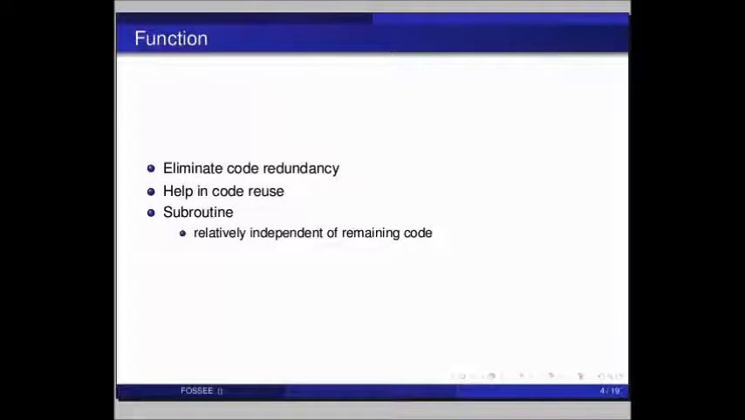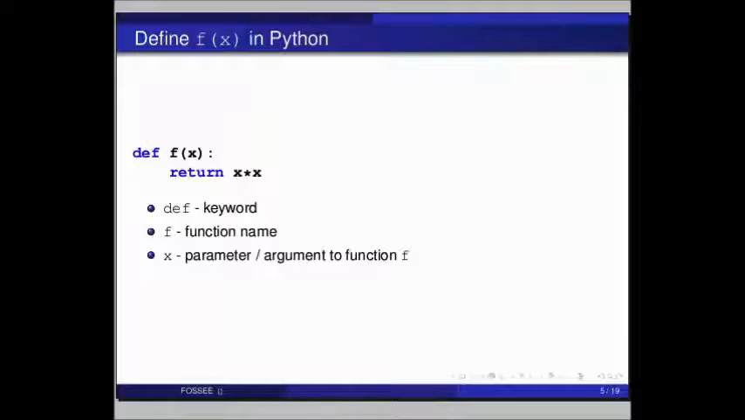So now, consider a mathematical function f of x is equal to x square. Here, x is a variable, and with different values of x, the value of the function will change. When x is 1, f(1) will return the value 1 and f(2) will return us the value 4. Let us now see how to define the function f of x in Python.